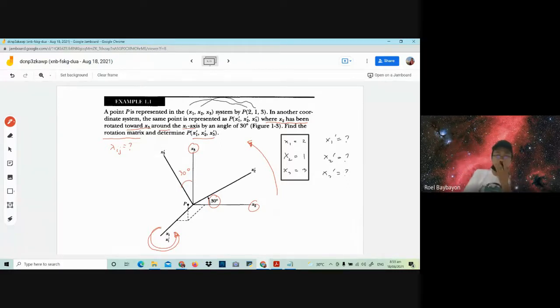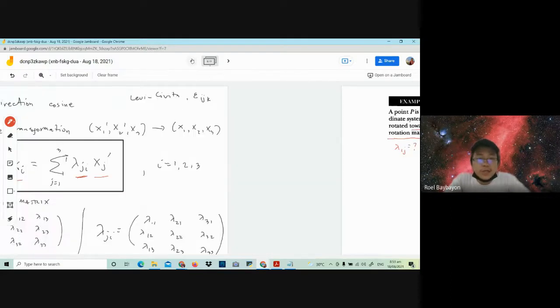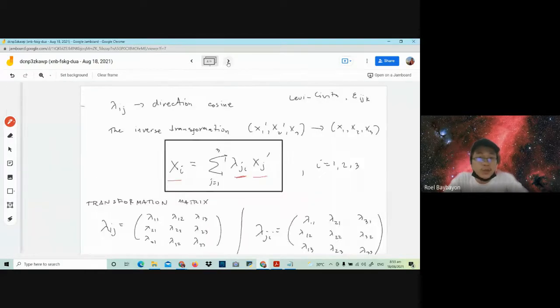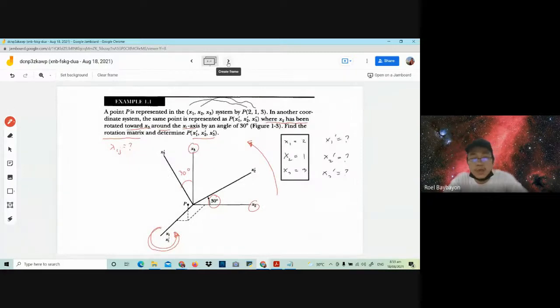Dali lang, no? Generally, I have the equation for coordinate transformations, and that is equal to summation of gani. I have this equation. So once na ko yung aling equation, first na ko solve is the lambda ij's. Para once masolve na ko si lambda ij's, masolve na ko ang x1 prime, x2 prime, and x3 prime. Okay? So dali lang, no? Dali ra kayo ning siya. Na koy what is lambda ij?